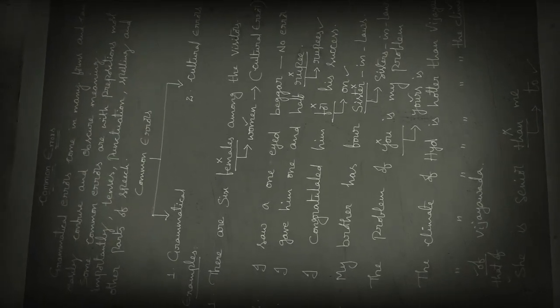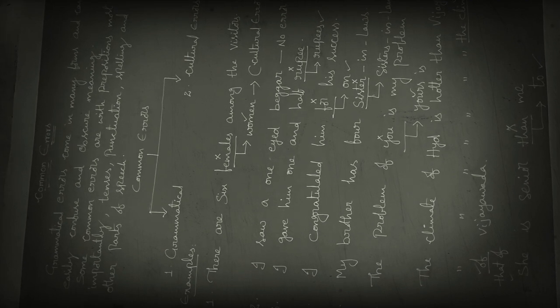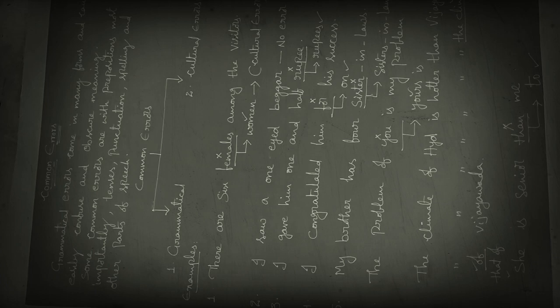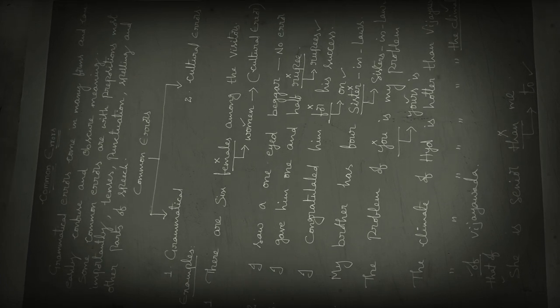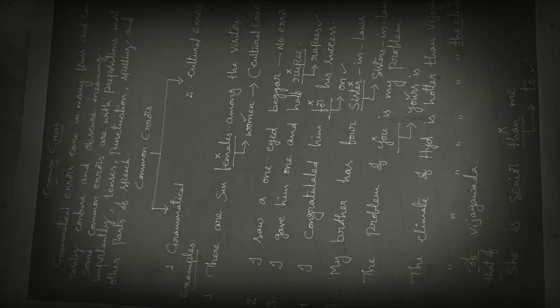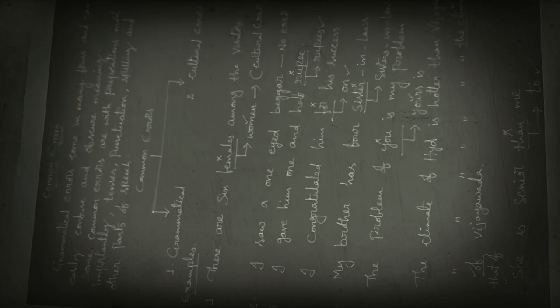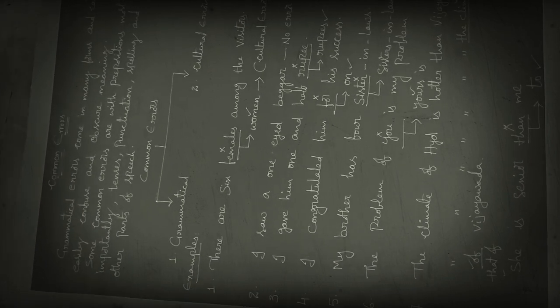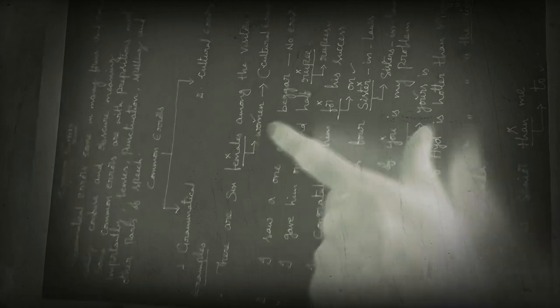So these are some of the important common errors in English. Common errors are mainly divided into two parts: grammatical errors and cultural errors. For cultural errors I gave examples, and these all are with prepositions. When there is a parts of speech error, punctuation error, or spelling error, those are grammatical errors, and this type of errors are called cultural errors.